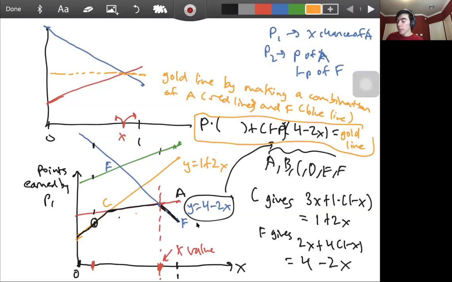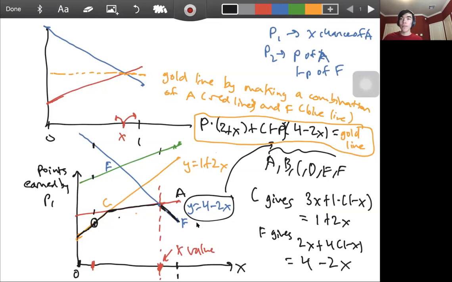This is very tricky, so let me try and explain it. What we're doing here is, based on the chance of choosing A and the chance of choosing F, the gold line, which is what P1 actually gets, you can find out by just saying, hey, P times what I get from A plus 1 minus P times what I get from F. A will be some linear combination, like, let's just make it 2 plus x. That may not actually be what it is, but just for the sake of getting some numbers.